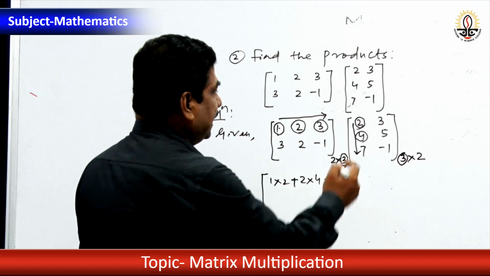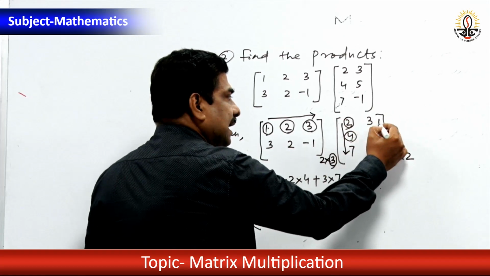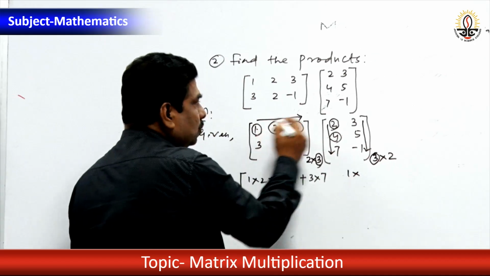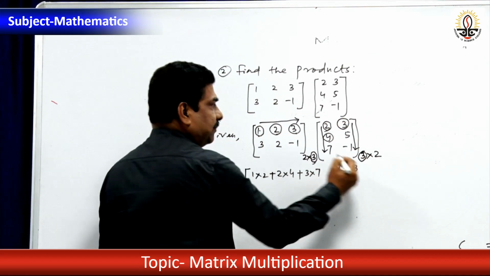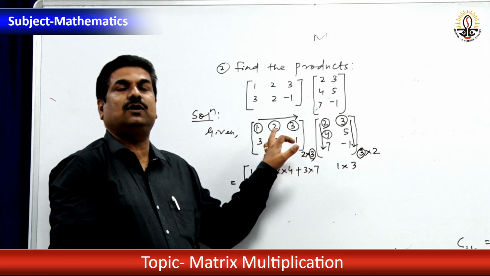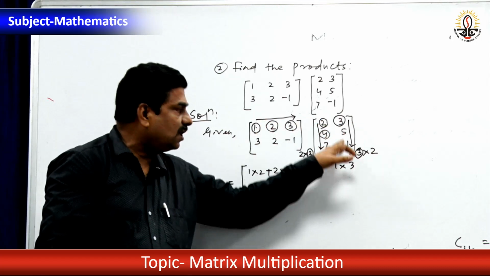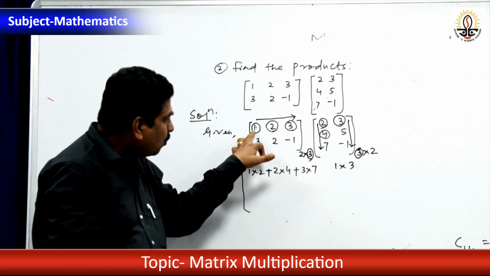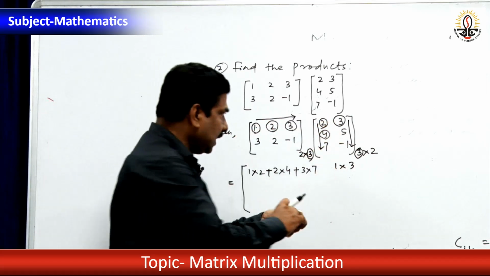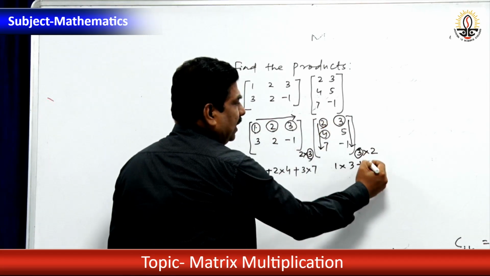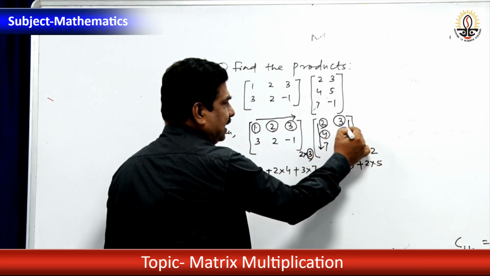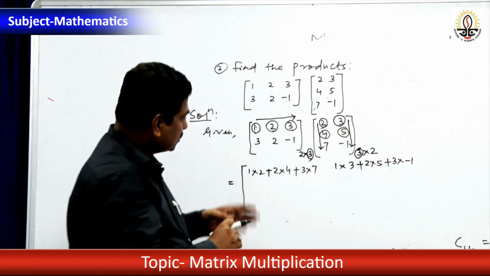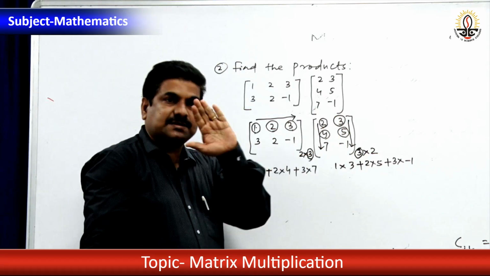Again you see it has 2 columns. Again here you see you multiply again 1 into 3, dear, plus 2 into 5, dear. You see here again 3 into minus 1. So the first row is completed.